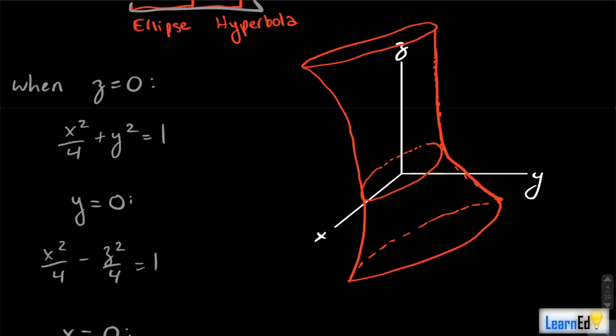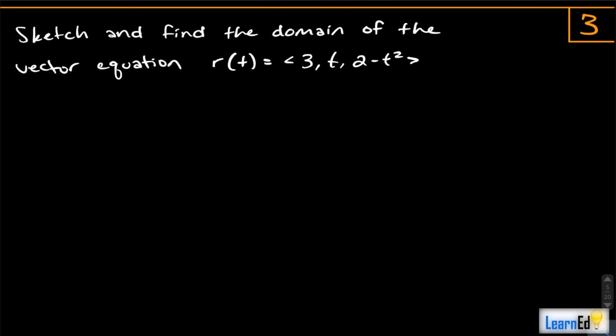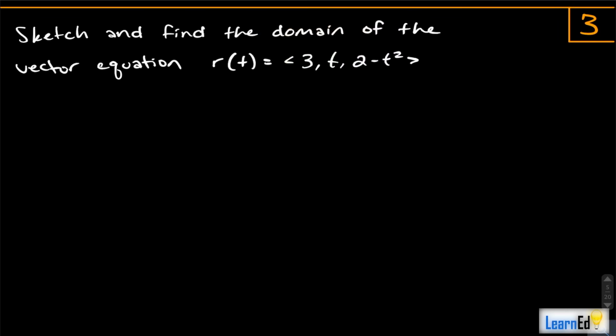But anyways, let's move on to our next problem. And this will kind of be the last of our graphing problems. This is going to be with vector functions now, since we are in the orange section. Okay, and we are being asked to sketch and find the domain of the vector equation r of t, which should have an arrow here, equals the vector 3t and 2 minus t squared.